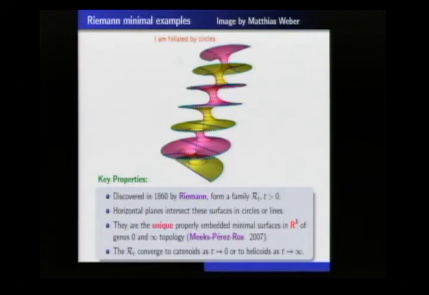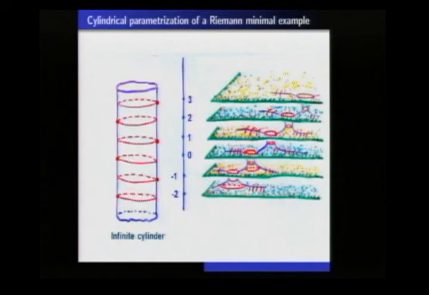Okay, so discovered by Riemann, every horizontal plane intersects in a round circle or straight line, and they're characterized somehow in terms of genus 0 surfaces that are proper in R3, infinite topology. Those are the only examples. And in one extreme, they converge to a catenoid, and in the other extreme, they converge to a helicoid. Okay, and here's that sort of nice picture. So I don't think I showed this picture before.